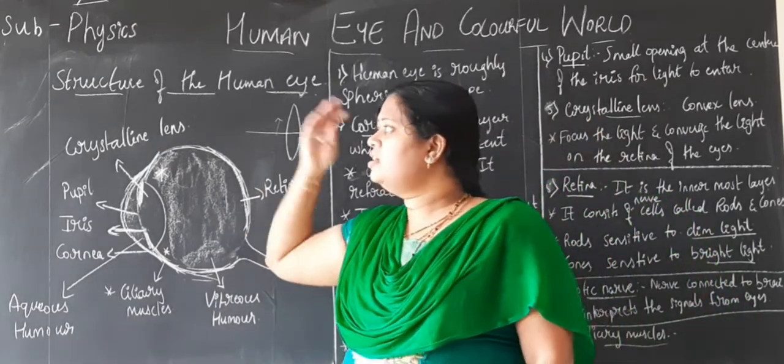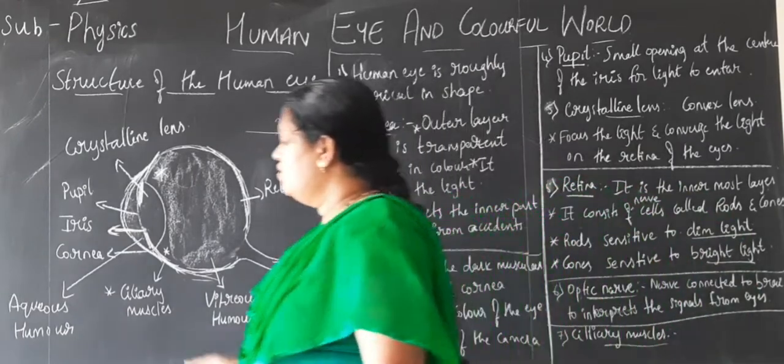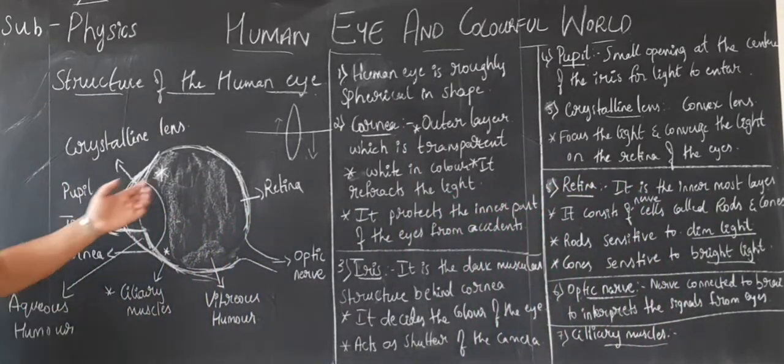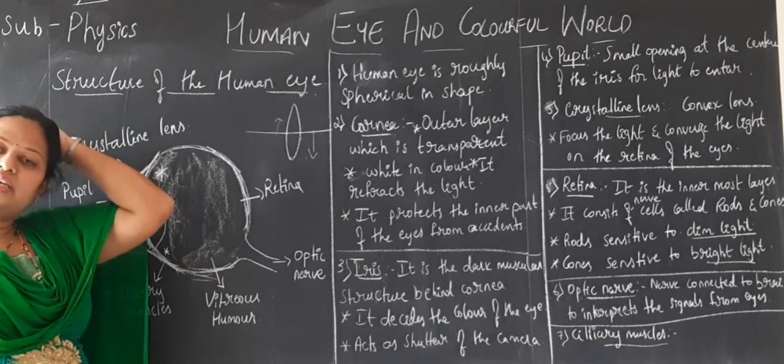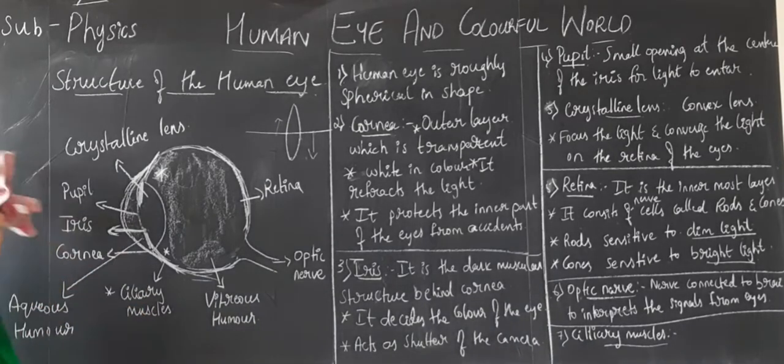This is about the structure of the eye. Now, the question is, we learned that the image formed on the retina is inverted. What actually happens when the light falls on our eyes?